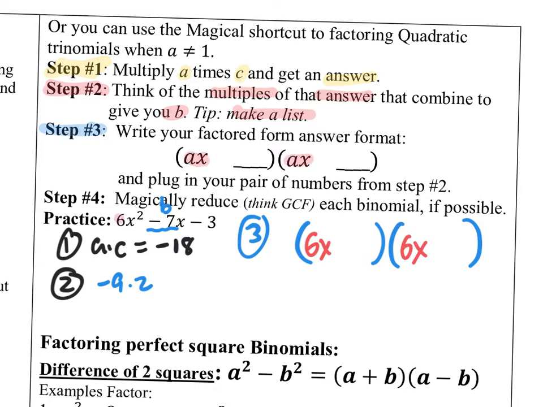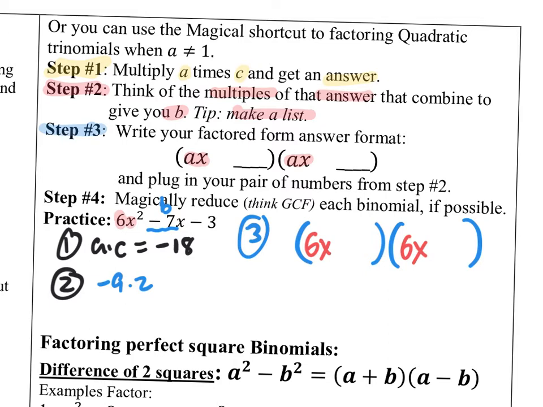ax, in this case, a is 6, and x is x, so 6x and 6x. Now, I know you're thinking, what the heck are we doing? We're just writing 6x? Yeah, and guess what? That's wrong, right? Because 6x times 6x is 36x squared, not 6x squared. But don't worry, we're gonna do a little magic trick to make it get back to the correct answer.